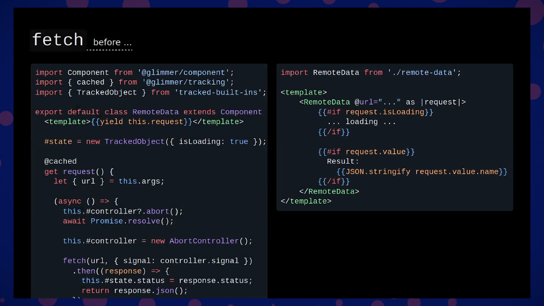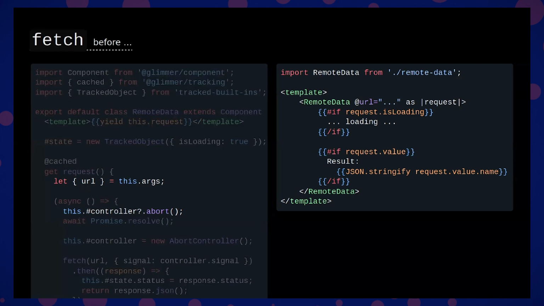So here's the same as before. We have a long file, very long, and it's quite a bit of code. Let's see what it does. We're trying to handle loading state, error state, reactivity. We want to have a stable reference to the state, so @cached is needed. We also need to handle cleanup and also handle the abort controller. It's a lot.